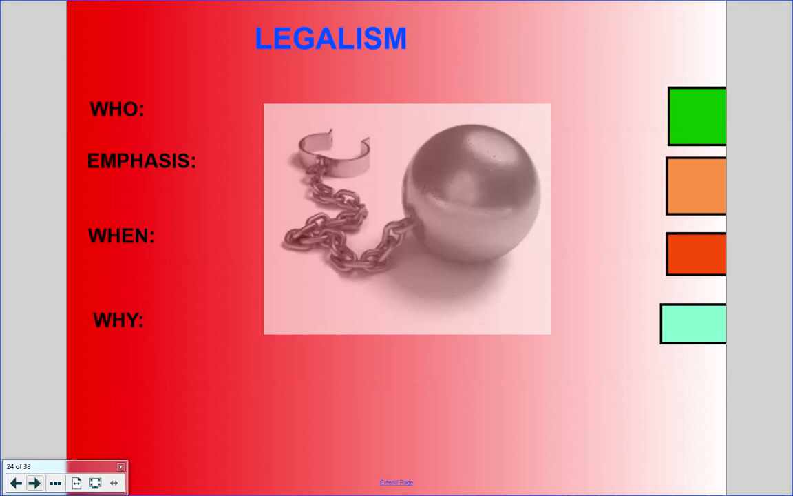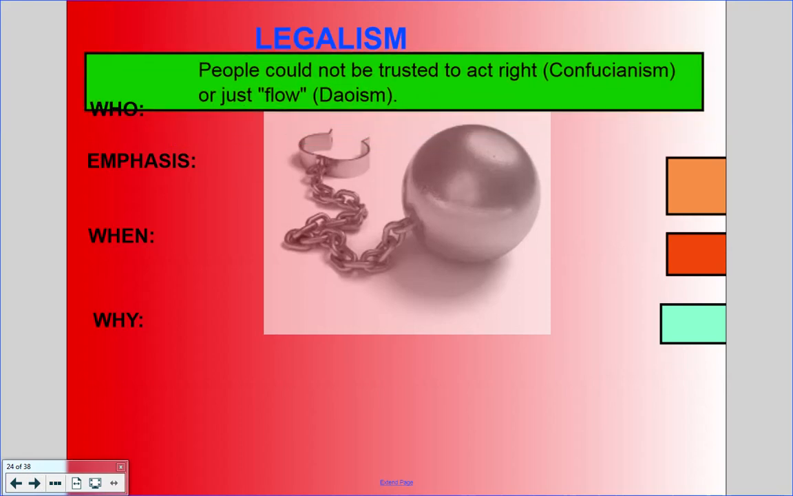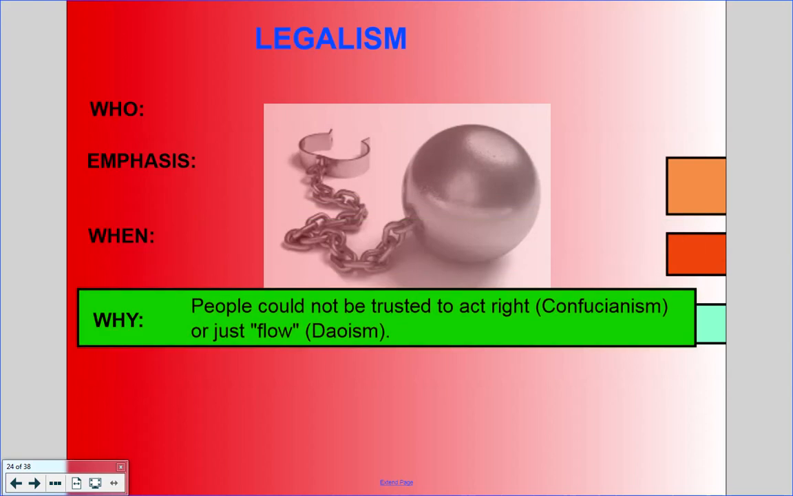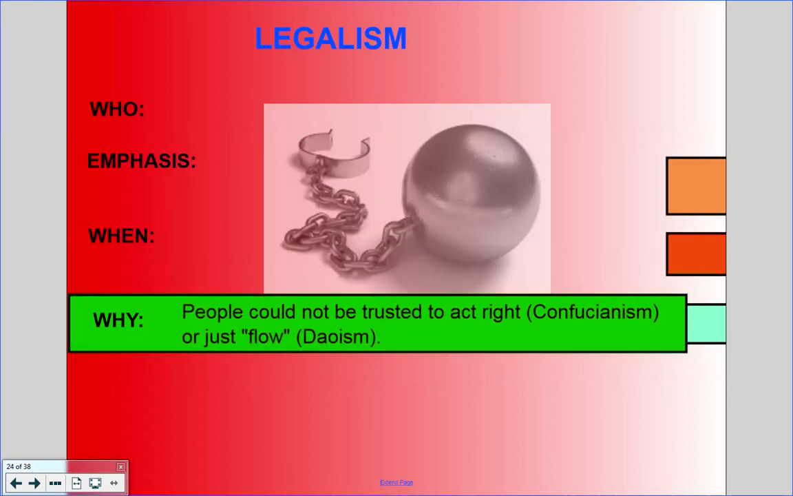Okay, our last section is legalism. So let's finish up the notes. Let's pull out one of these boxes and match it up. People could not be trusted to act right, Confucianism, or just flow, Taoism. Now what is that? Is that the who, the emphasis, the when, or the why? Well, that's the why. People could not be trusted to act right. That's what Confucianism said they should do, just act right. Or could they be trusted to just flow, as in Taoism? That's why legalism came about.